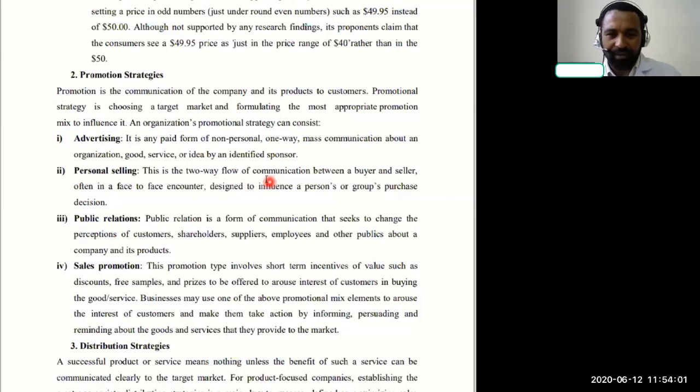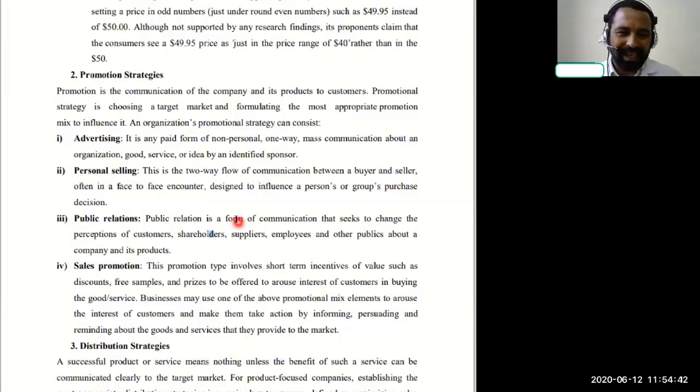So this advertisement could be mass media, or nowadays there is also advertisement through the internet, which is known as booth marketing. So in this case, not only on TV, radio, or magazine, you can advertise your product through the internet. Internet advertisement is known as booth marketing.